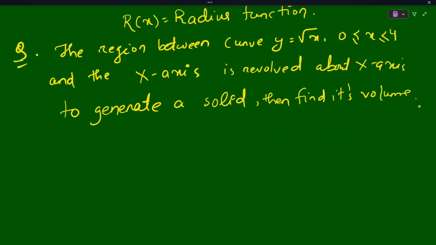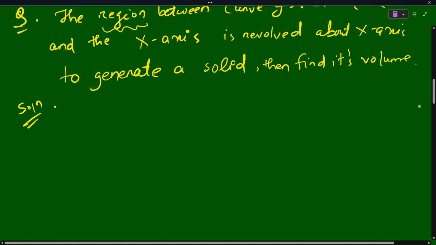Okay, now see what is given. First, the curve is given. In these cases, the region is important. Surface we don't want, region. Instead of surface, here we are to find the region. So to find the region, we have to draw this graph. Okay, so how to draw this graph then?